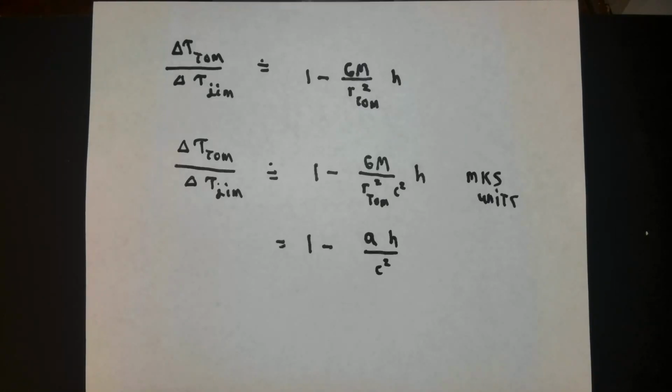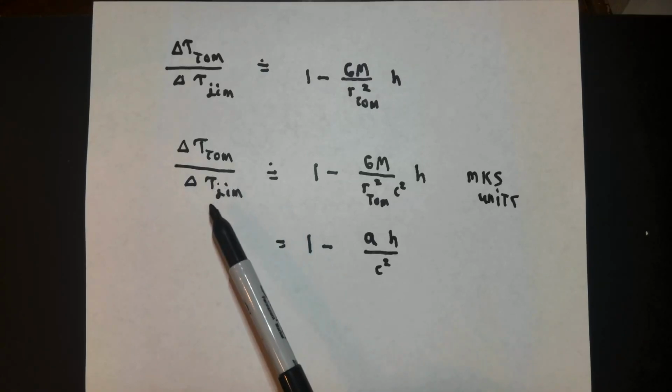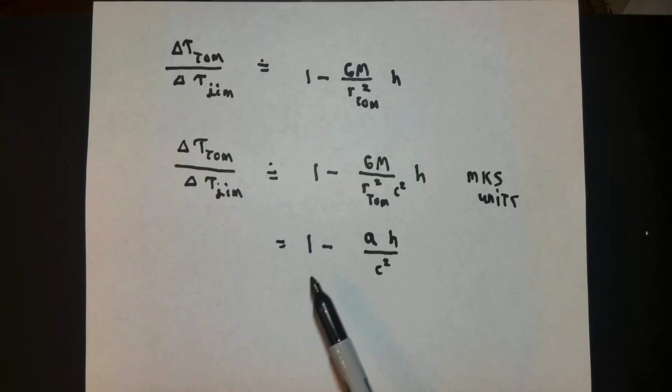In a near-Newtonian situation, though, GM over radial coordinate squared is the Newtonian acceleration due to gravity. So proper time according to Tom over that of Jem differs from 1 by an amount that is the acceleration due to gravity over c squared times the vertical displacement between Tom and Jem.